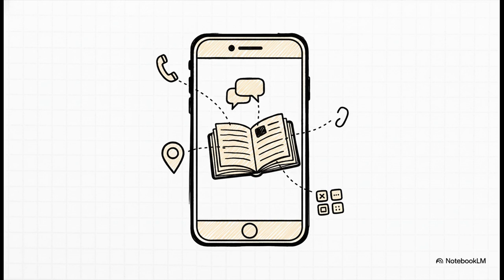Let's be honest, our phones are basically an incredibly detailed diary of our entire lives. Mobile forensics can pull out everything. Call logs, text messages, GPS location data, app usage, you name it. It can provide a minute-by-minute timeline of a person's life.